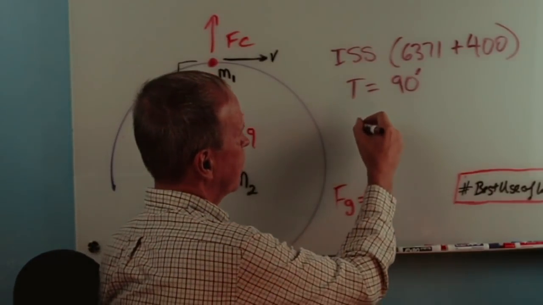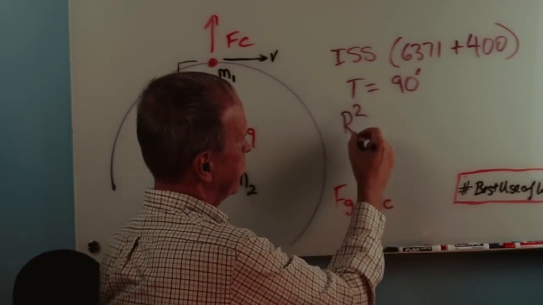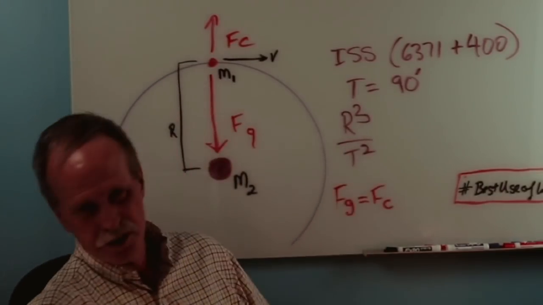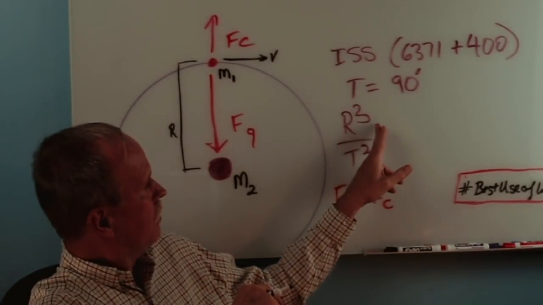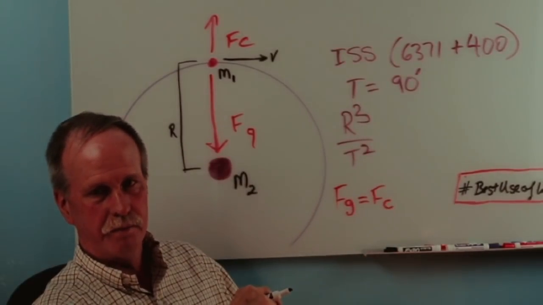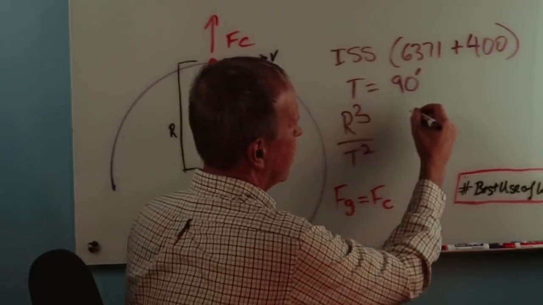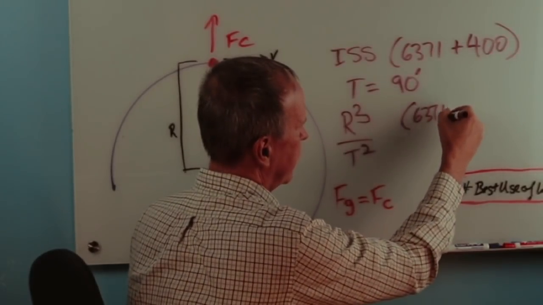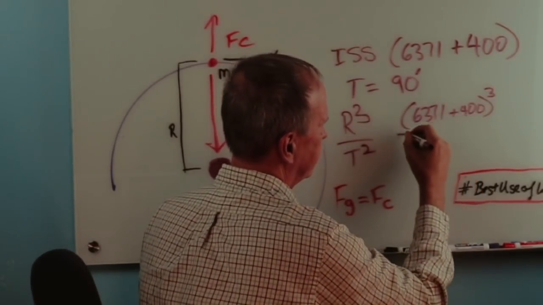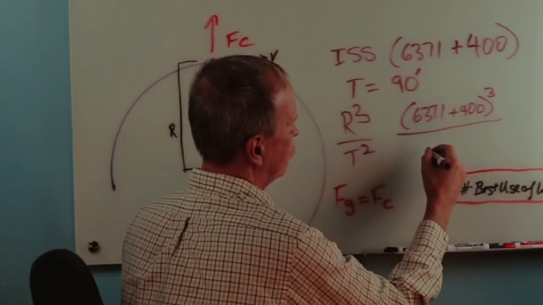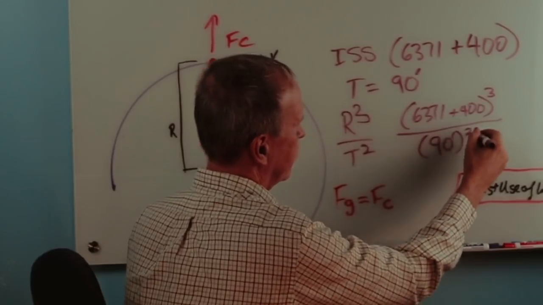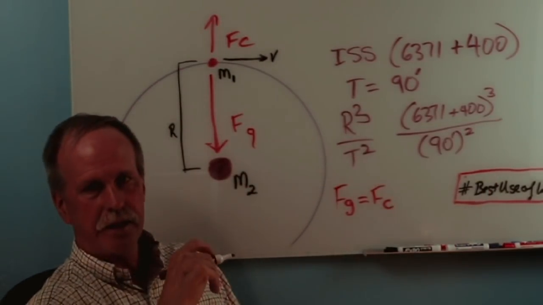All right, so let's remember our relationship. I always reverse those for some reason. We know that R cubed over T squared equals a constant. But let's do this. Let's call R cubed (6371 plus 400), and we'll cube that, and we'll put it over 90 minutes, and we'll square that. Now let's set that equal to something.